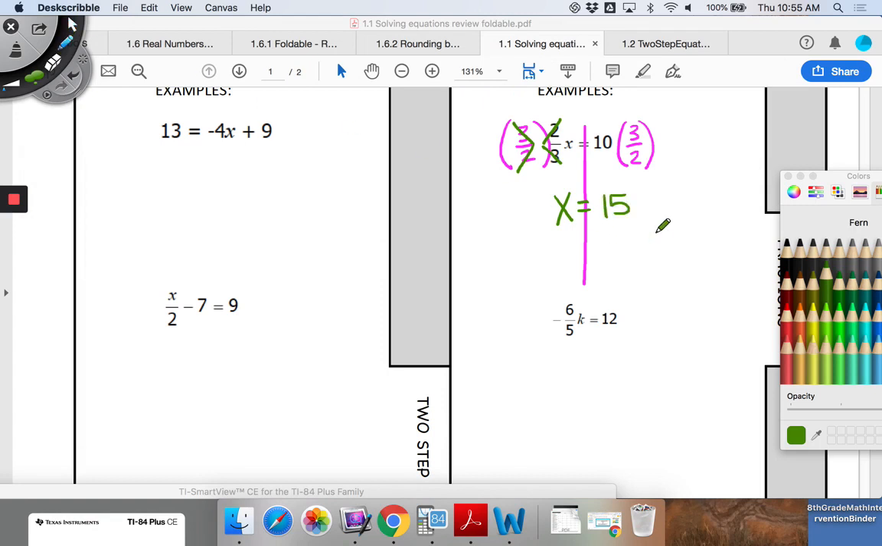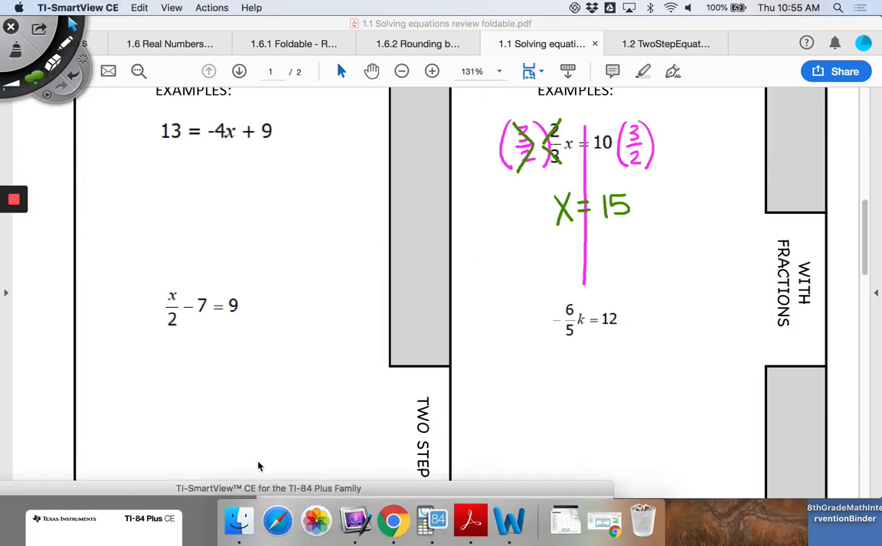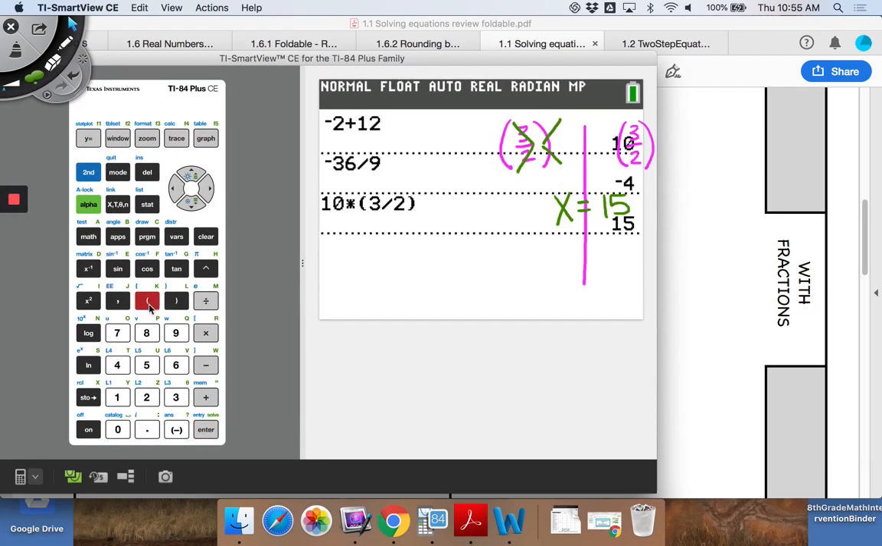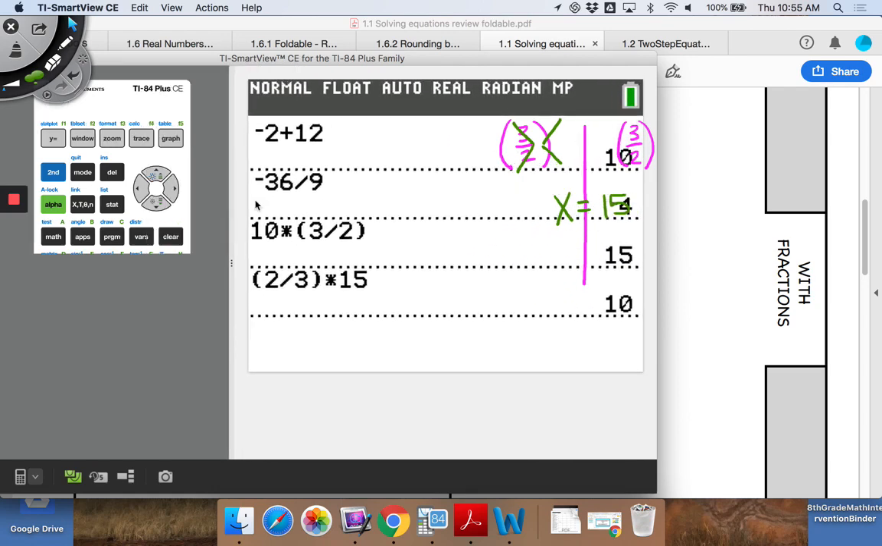Very good. Now I could check that by going back in my calculator and typing 2/3 times 15. And what do I want that to equal? 10. So I would do 2/3 times 15 and it equals 10, so I know I got it right. Pretty cool?